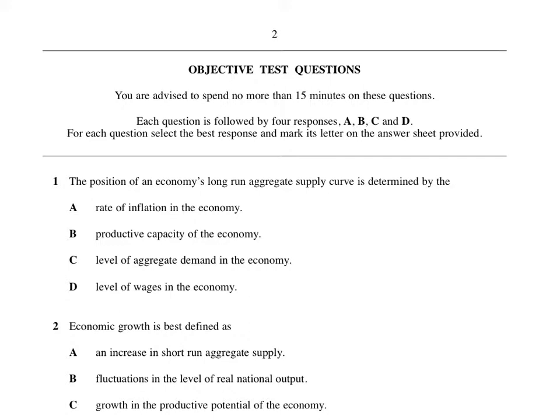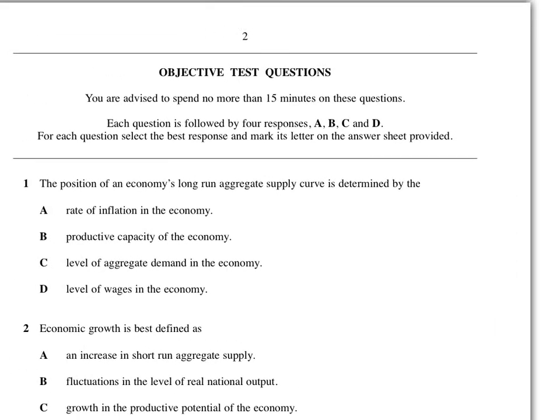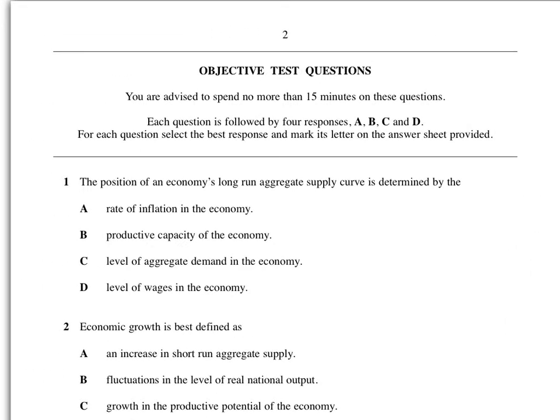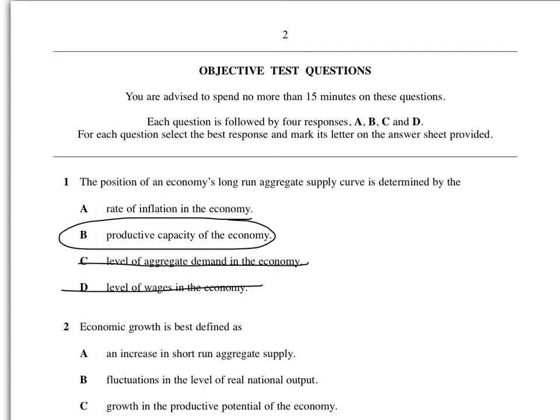Right, nice and easy. The position of an economy's long-run aggregate supply curve is determined by the productive capacity of the economy. So the answer is B. We know this. The AS curve goes out or goes in because of the productive capacity of the economy. So it's not going to be AD. It's not the amount of wages. That's quite an easy one. On to the second one.